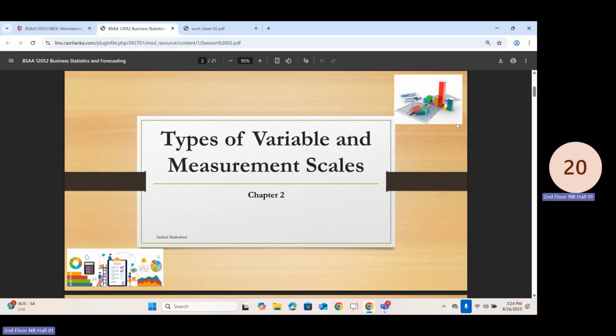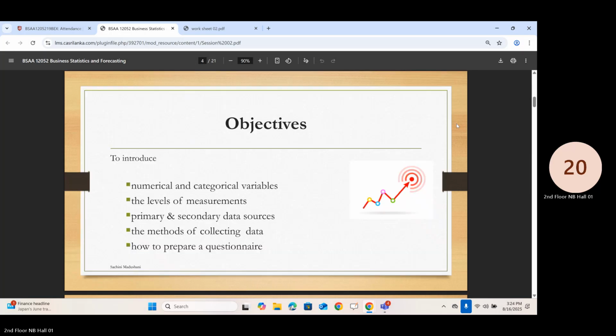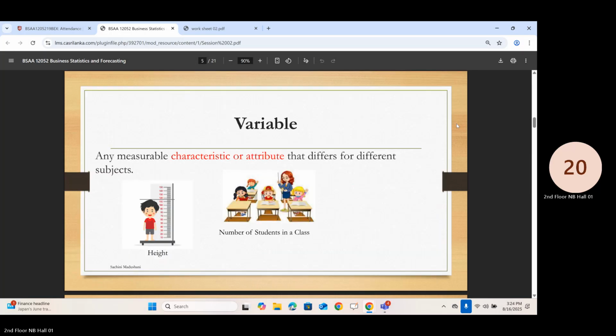Then when we are doing statistical analysis, normally an important part is to identify the types of variables and the levels of measurement. First we move into what a variable is. All of you know different examples of variables.